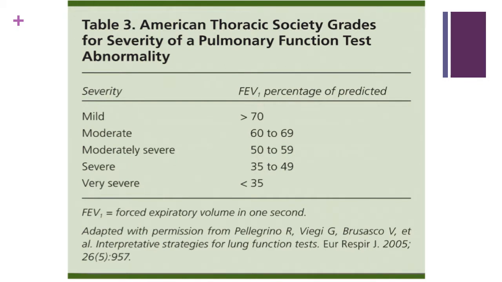The American Thoracic Society grades the severity of a pulmonary function test. And again, this is showing just greater than 70% is considered mild, 60 to 69 moderate. This is a slightly different category than the GOLD guidelines. By and large, you're going to want to follow the GOLD guidelines for chronic obstructive pulmonary disease. But there's no reason that you can't use the American Thoracic Society guidelines if you're looking at something like asthma.